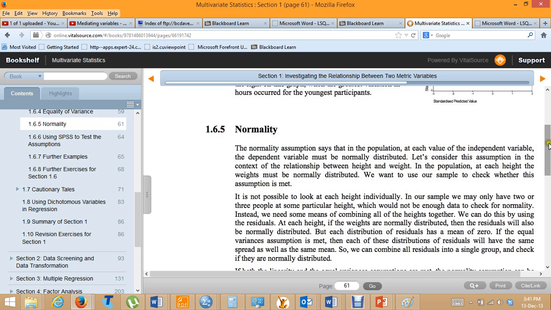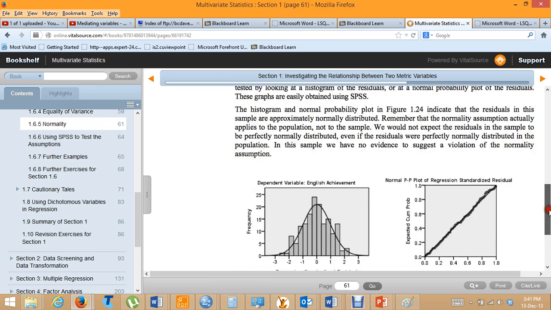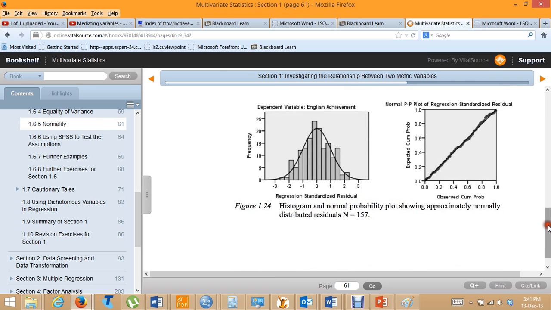So instead, what we do again is we just test the residuals. For example, when you run a regression, you can ask in the plots for a normality probability plot and the histogram of the residuals. So this is a histogram of the residuals and this is a normal probability plot of the residuals. If there is no violation of linearity or equality of variances, then you can test for normality like this.